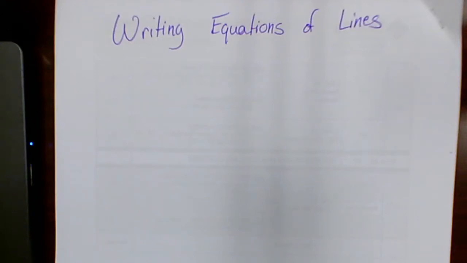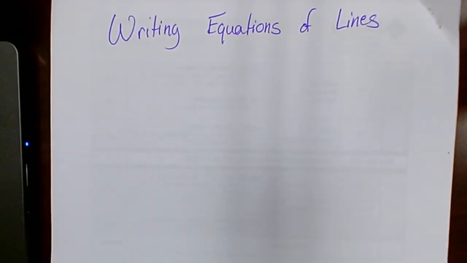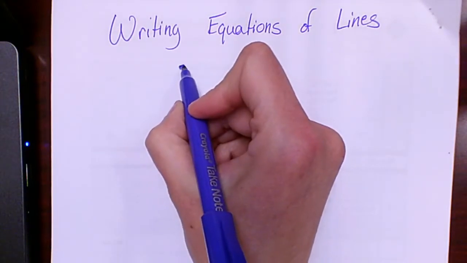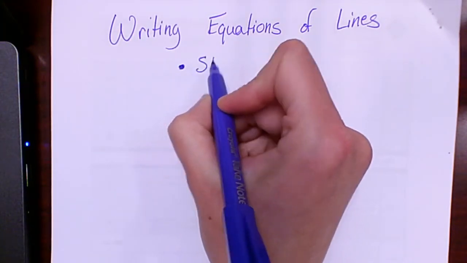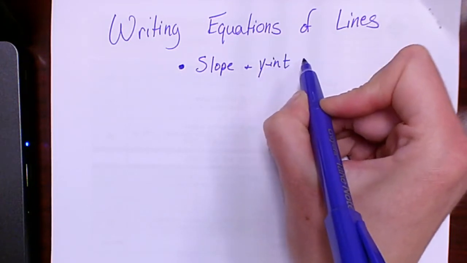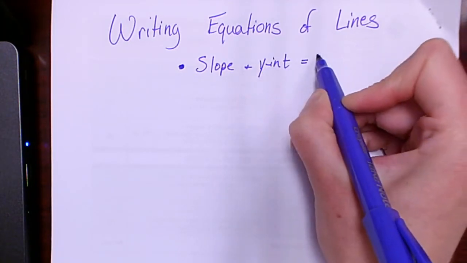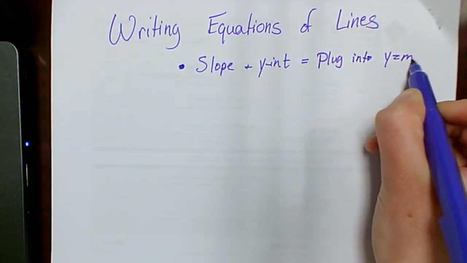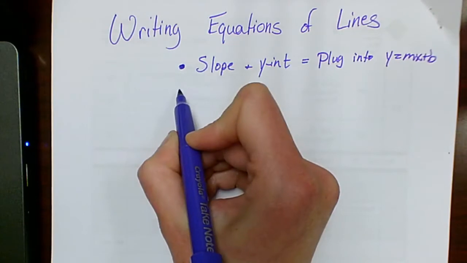We are going to write equations of lines given some various information. So some information that we will be given is the slope and y-intercept. And when we have the slope and y-intercept, we just plug into the y equals mx plus b.